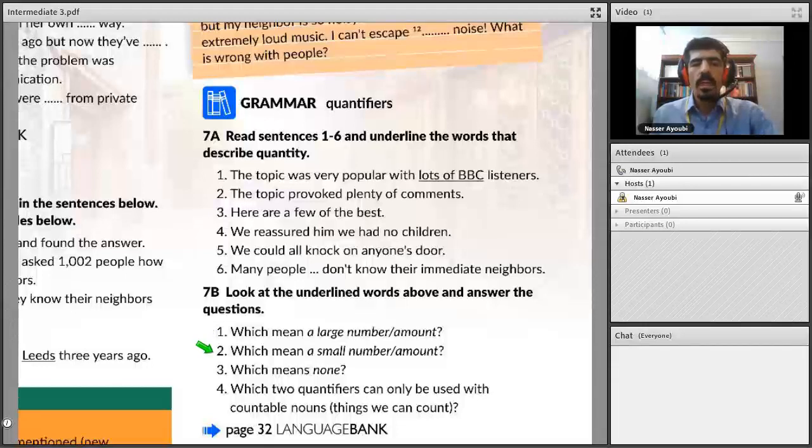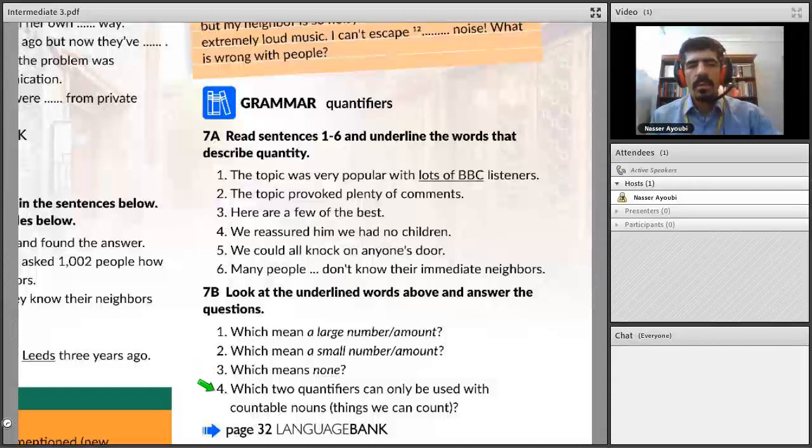Number 2, which means a small number or amount? A small number, we have number 3, a few. That's it. Number 3, which means none? So clearly in number 4, no means none. You can use none at the end of the sentence, but you can't use no. For example, I asked for bread. There was none.